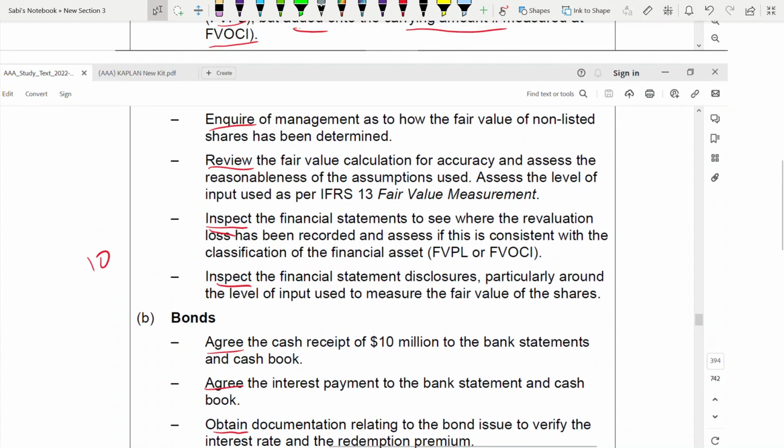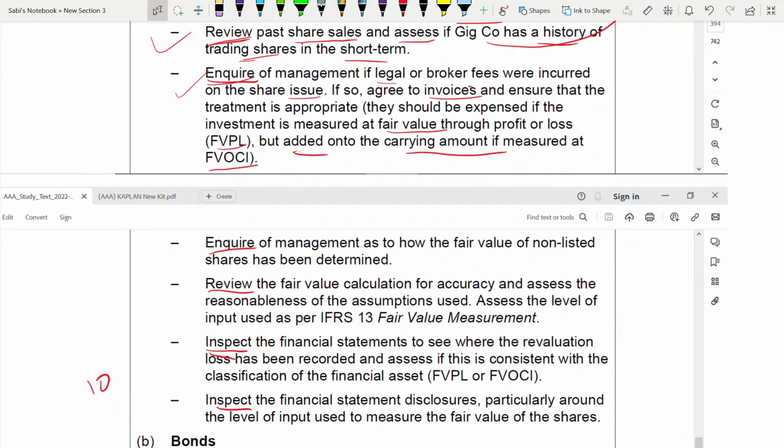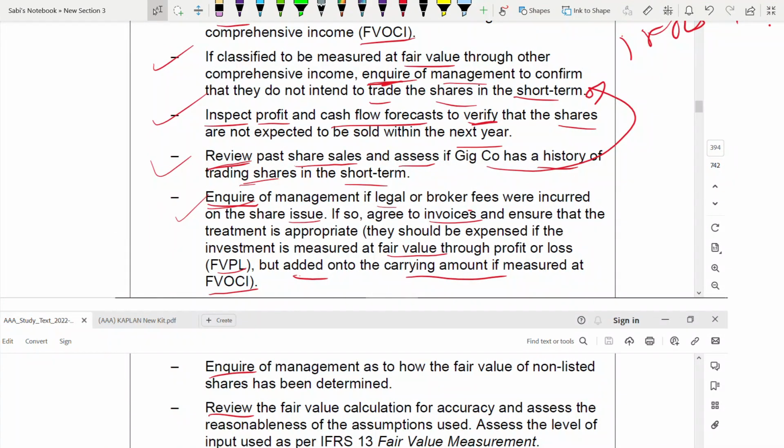It's always the safe side to know more than the required points, so that when it's time to write just a few points out of the list, you are in a position to write the things which are very easy for you to explain. Okay, next, again inquire. You must have been using more than one audit procedure, but for different purposes. Once you inquire the manager for legal and broker fees, another time you inquire the manager to see whether shares are not traded for short term.